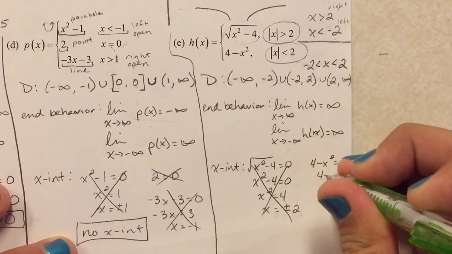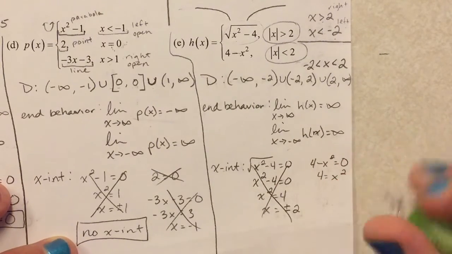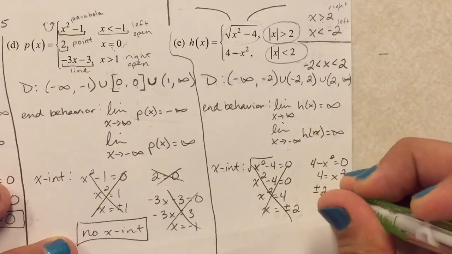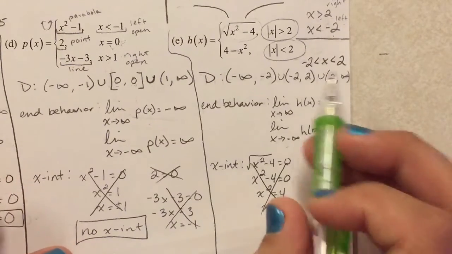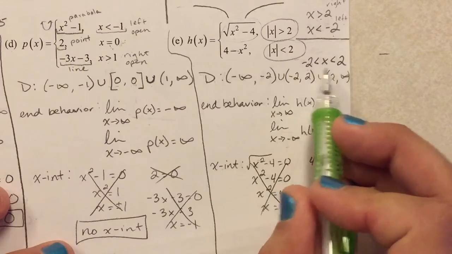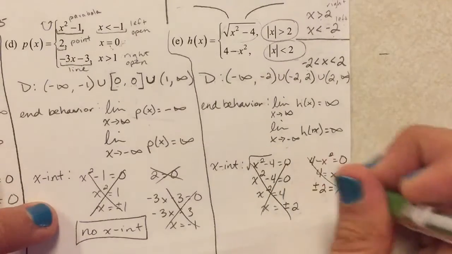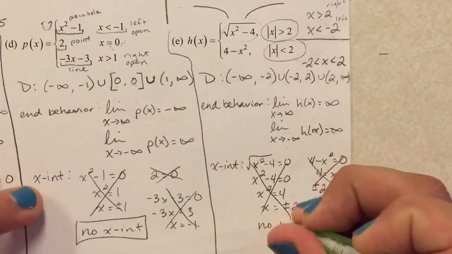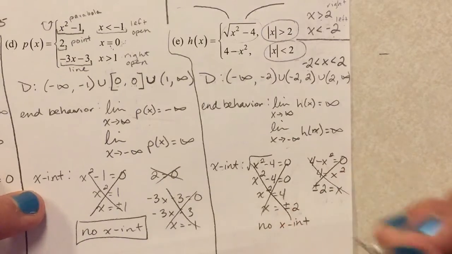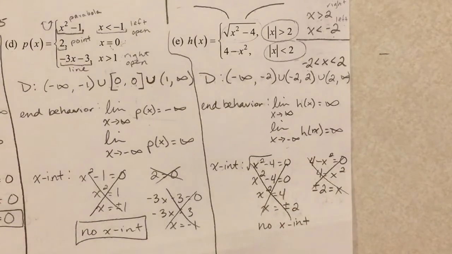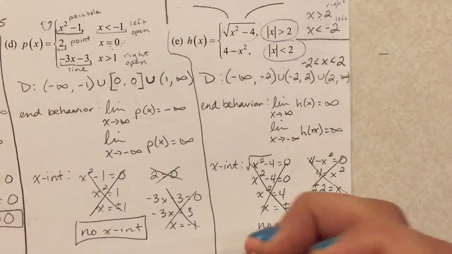Solving this one, we get 4 equals x squared. Square root both sides, and we get plus or minus 2 again, which equals x. But on that branch of the function, we don't have the or equal to either, so this set doesn't work, so there are no x-intercepts. Okay, so make sure you're paying attention to what can and can't work on each piece of the piecewise function.